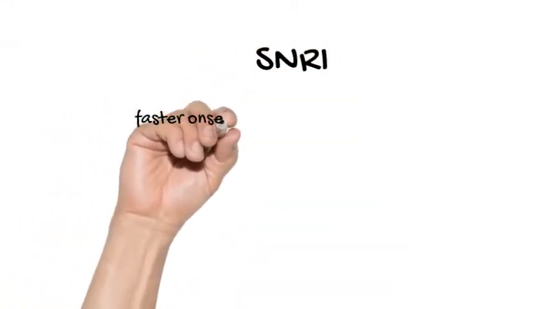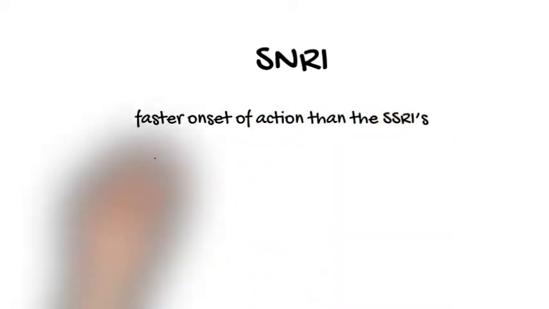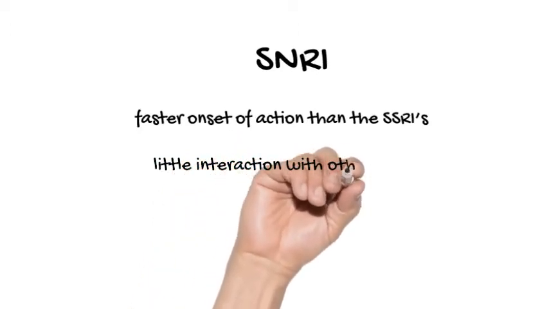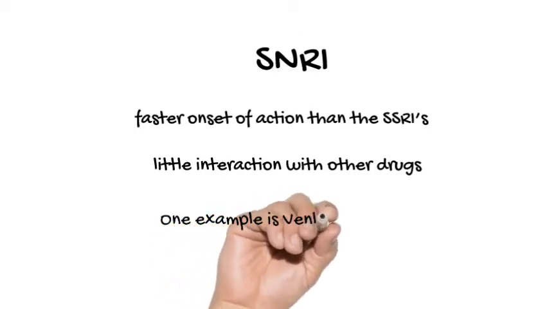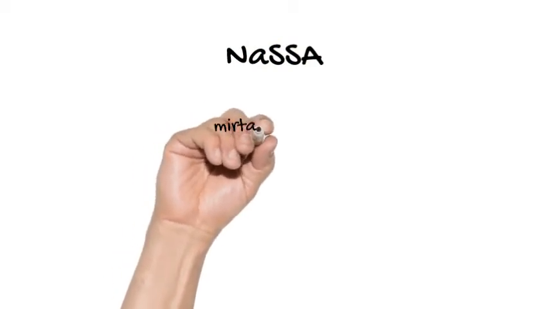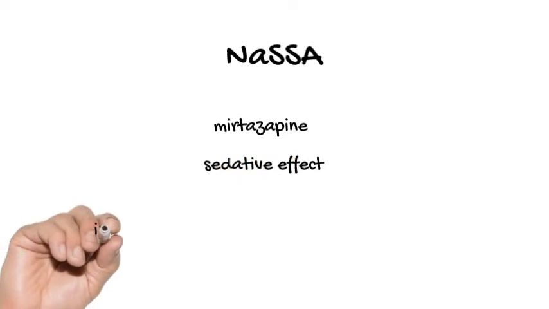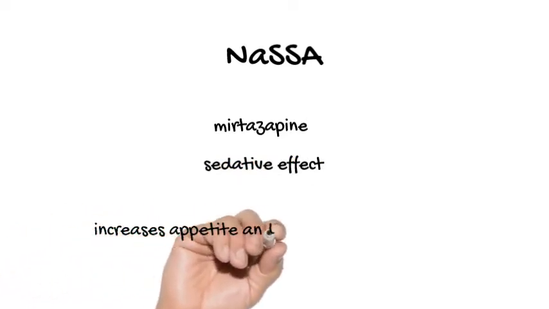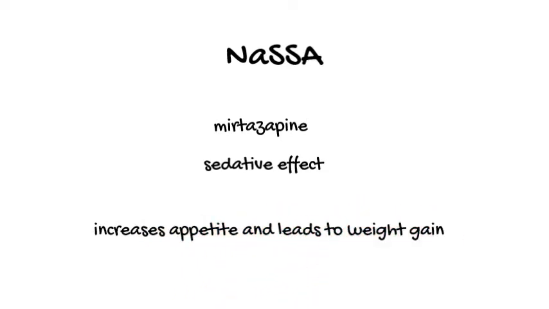Serotonin-noradrenaline reuptake inhibitors. These inhibit the reuptake of serotonin and noradrenaline into the presynaptic nerve endings. They have faster onset of action than the SSRIs and little interaction with other drugs. One example is venlafaxine. Noradrenergic-specific serotonergic antidepressant. The only example in this class is mirtazapine. Its sedative effect is advantageous in patients with insomnia. It also increases appetite and leads to weight gain.